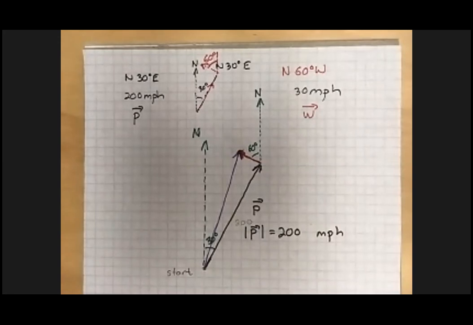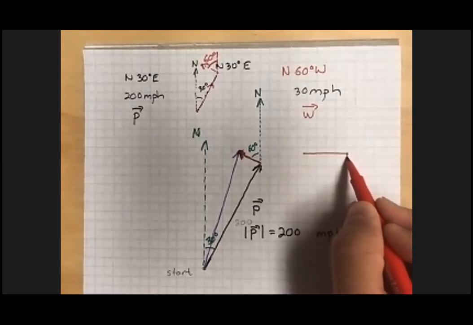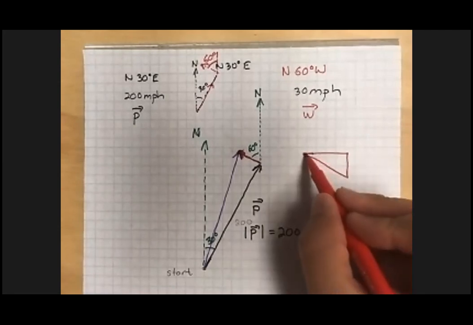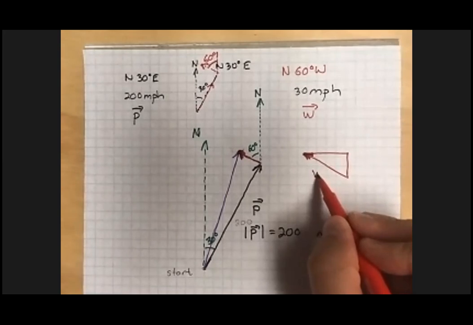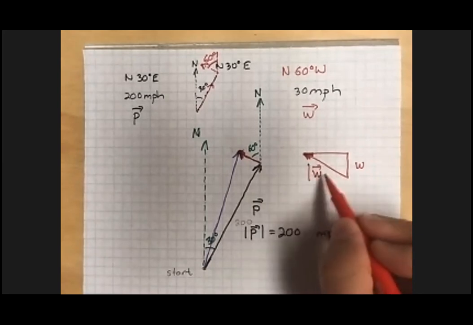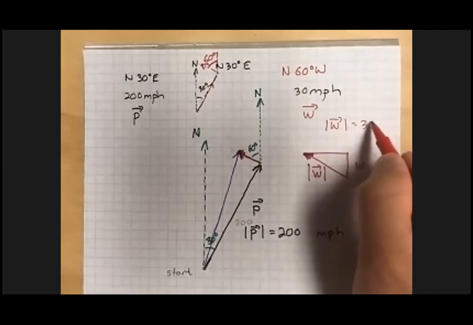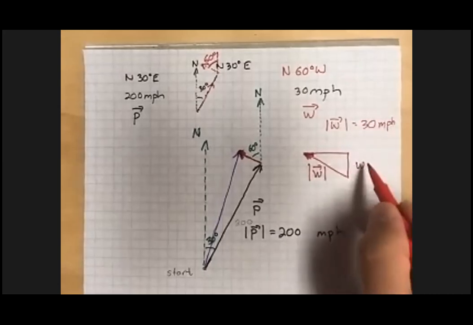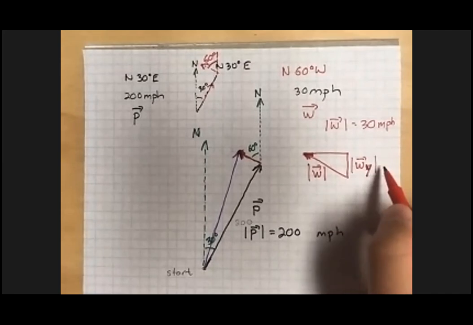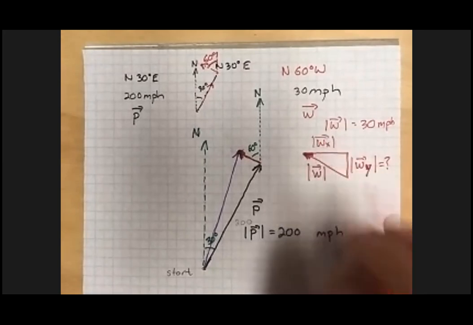What I have right here are two triangles. Let me enlarge the wind triangle. There's the wind triangle with its vector like that. This is W. I know how long W is, 30 miles per hour, but I would like to know how long the horizontal and vertical components of W are. The vertical component of W, how long is that? The horizontal component of W, how long is that?